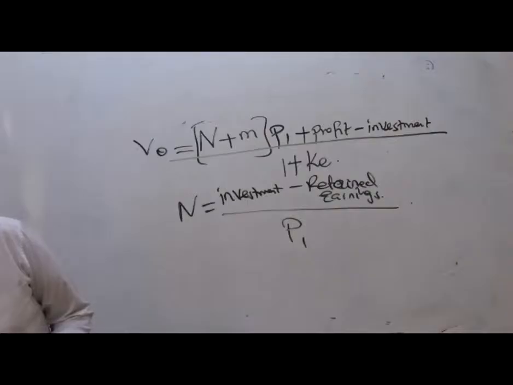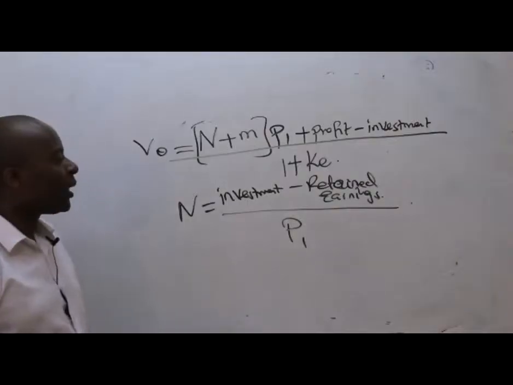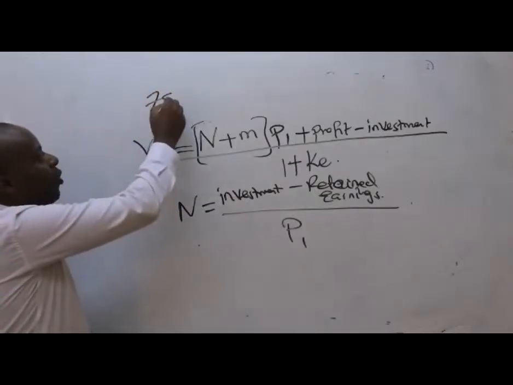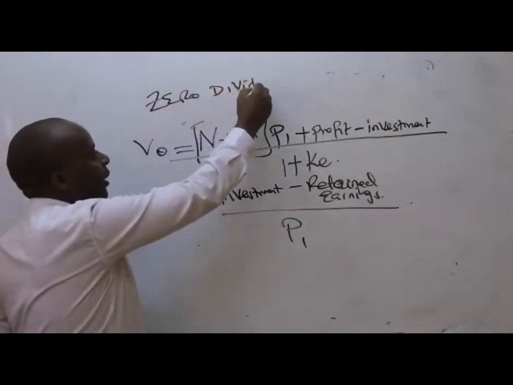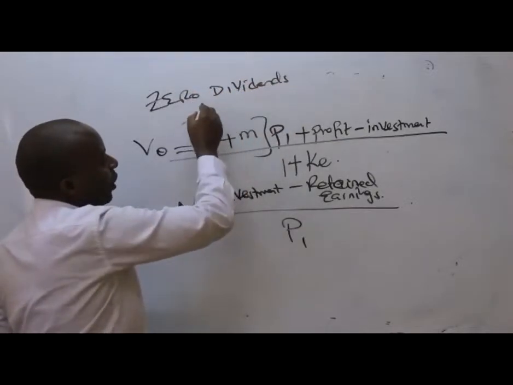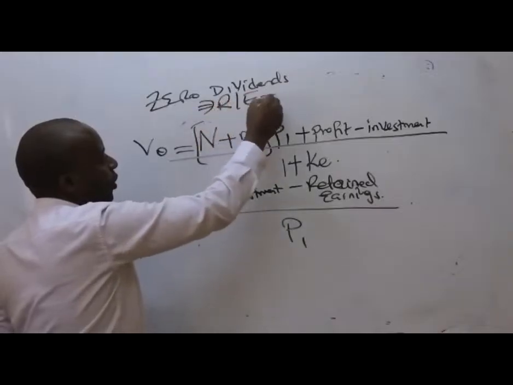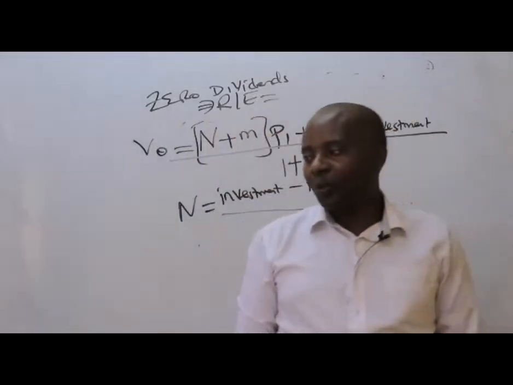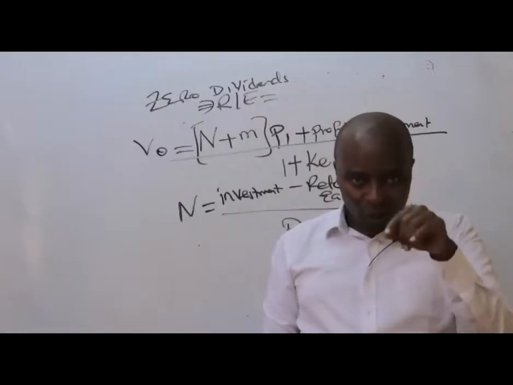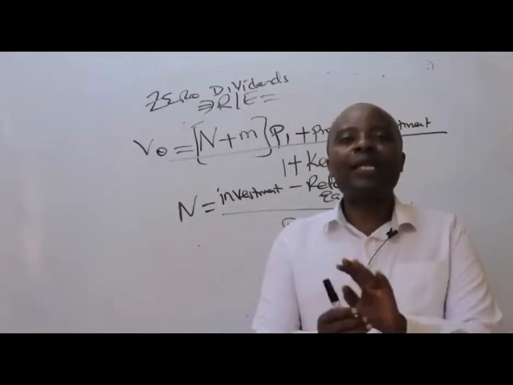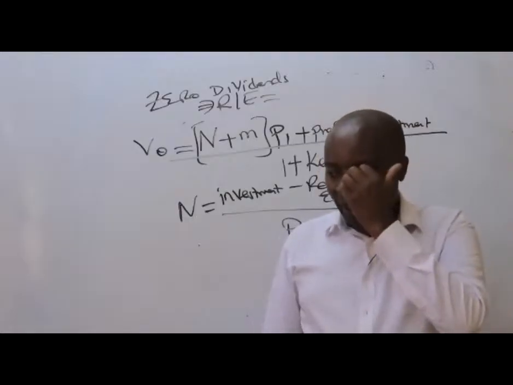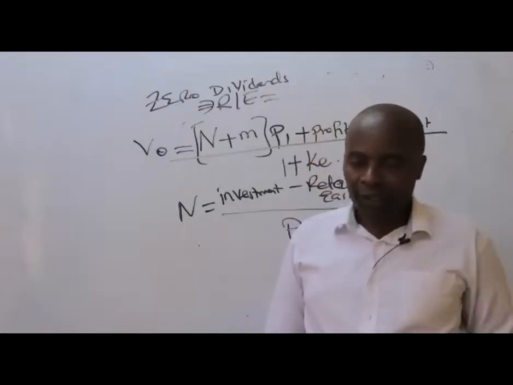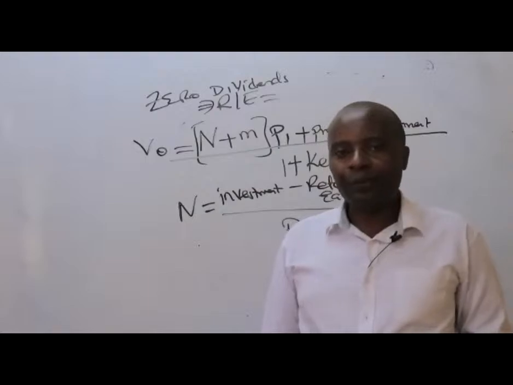Very interesting. So ladies and gentlemen, in this question of ours, if we talk of zero dividends, if we don't pay dividends at all, then what will be the retained earnings? Can somebody talk to me this afternoon? When dividends are zero, how much retained earnings are we going to have?